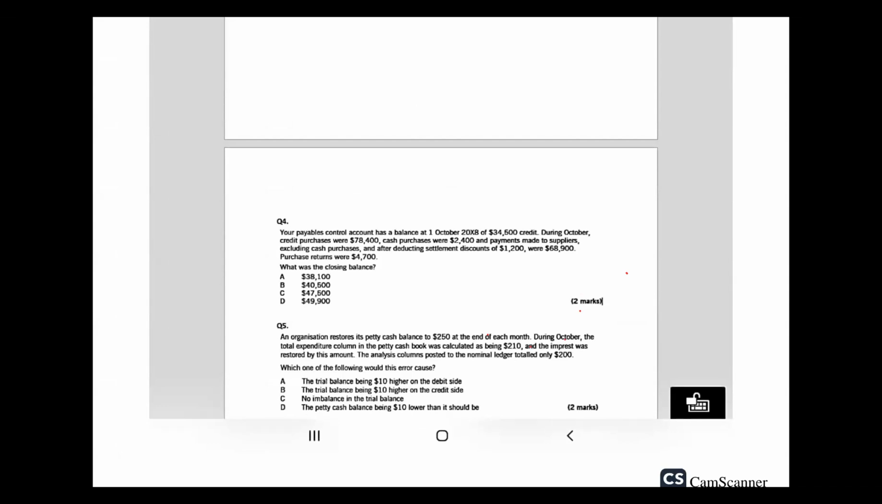So now, what will happen is that if the debit side of the trial balance has got 200 and not 210, the trial balance will be $10 higher on the credit side, because you just recorded 200 on the debit side instead of 210. So there will be that difference.